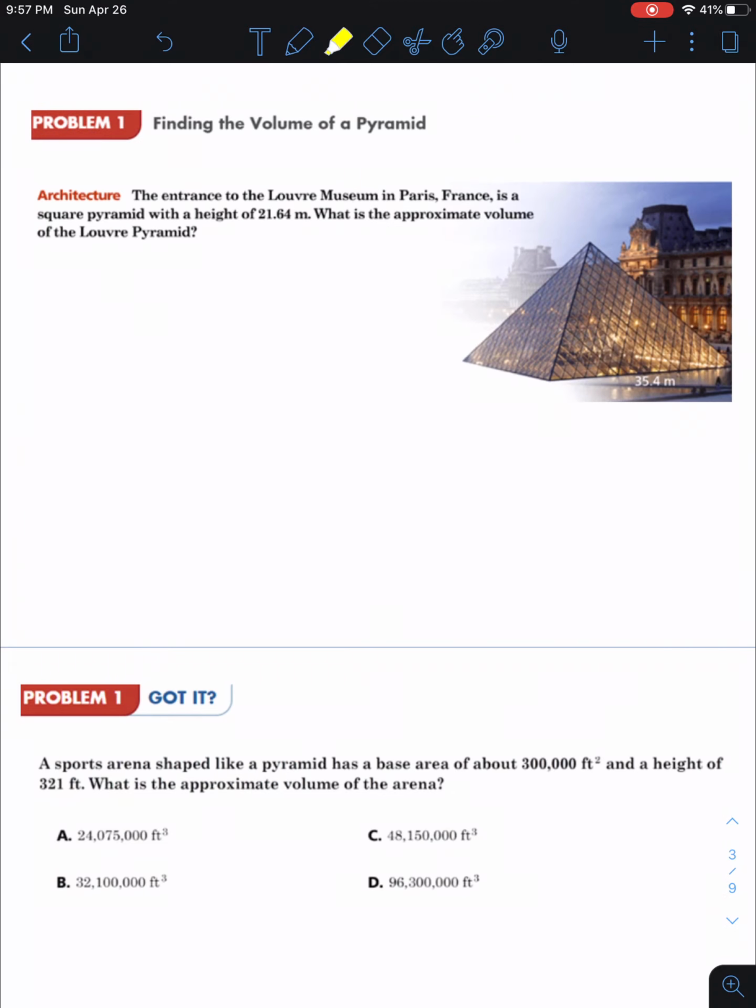I'm going to take a picture of this. So this is the entrance to the Louvre Museum in Paris, France. And you'll notice over here on the picture, and I'm drawing a very large circle around it, is 35.4 meters. Okay, 35.4 meters is the length of each side, since it says that it is a square pyramid. All right, so when we're looking at this, the volume equals 1/3 times base times height, and the base is going to be the area of a square. So the base will be 35.4 squared, or 35.4 times 35.4. Okay, and that's meters squared.